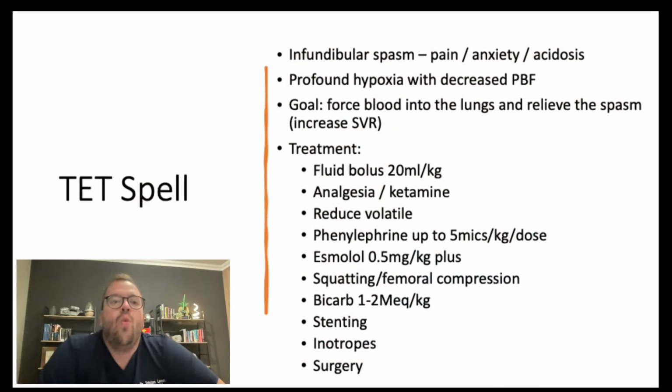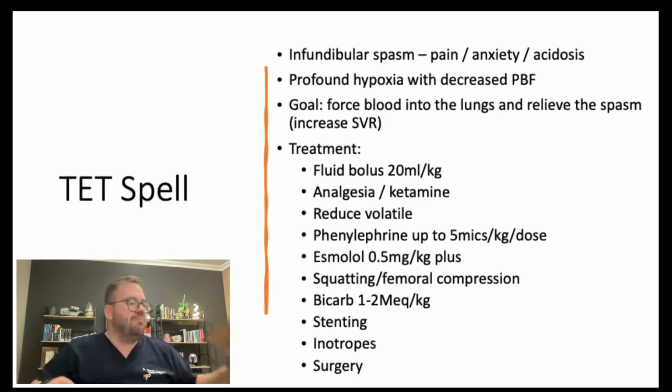So what do you need to do? Well, what causes it? It's most commonly caused by pain, anxiety, acidosis, and hypoxia. It causes a profound hypoxia with a decrease in pulmonary blood flow, because you get even less blood flow to the lungs because that infundibulum is tight. Your goal is to force blood through these lungs and relieve the spasm. So you have to massively increase the SVR. Remember, you can't decrease the PVR here because the problem is not the PVR.